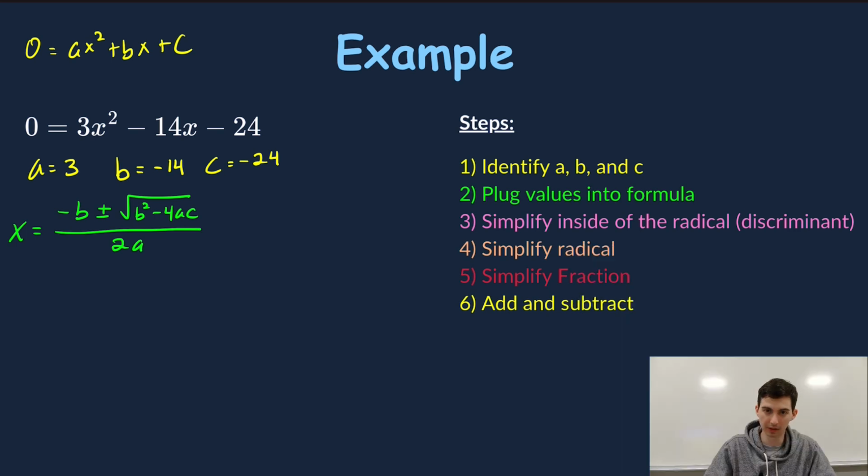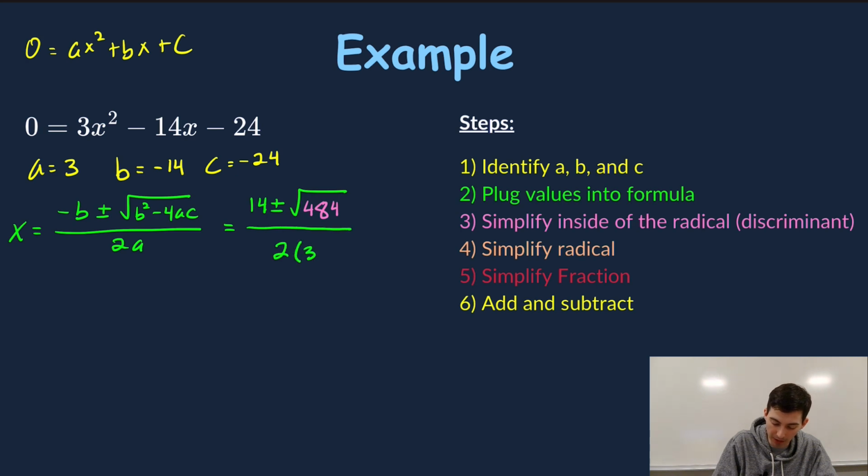So again, I'm doing steps 2 and 3 together here. So I'm going to say this is equal to, we want negative b. b is a negative, so negative negative would turn into positive 14, plus and minus the square root. My discriminant, which we just found in Desmos, was 484. And all of this is divided by 2 times my a, which is 3. Okay?